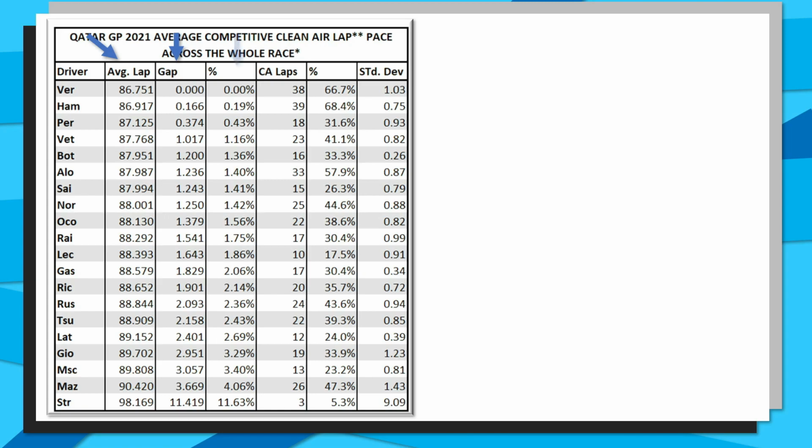We also have the gap expressed as a percentage. This is in order for me to compare it to all of the previous races that we have held so far this year. There is the number of clean air laps that each driver had, so we can see that Lance Stroll, all the way at the bottom, even though he finished in P6, only had 3 clean air laps, which were extremely slow. So as this is an outlier race for Lance Stroll, he will not be averaged in any of the calculations going forward for the Qatar Grand Prix. This is then expressed as a percentage of clean air laps over the whole race distance, and then also the standard deviation of those clean air laps across their entire race.